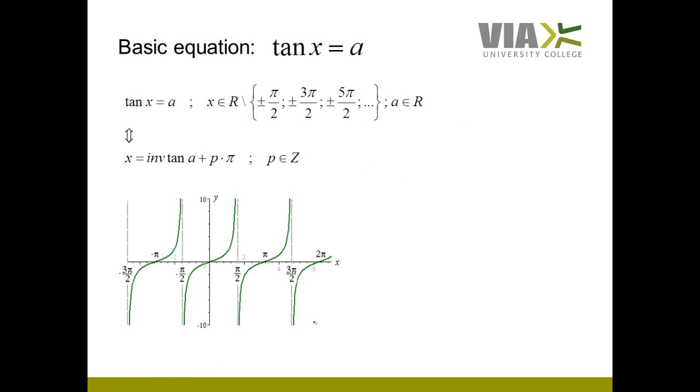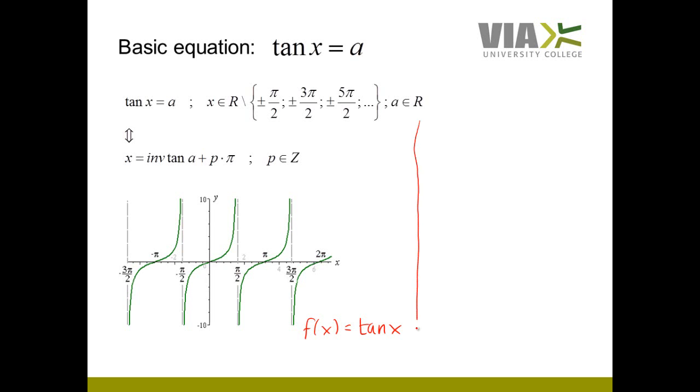Here you see the graph for the function f(x) equals tangent x. As you recall, tangent x is not defined for plus minus pi over 2, plus minus 3 pi over 2, plus minus 5 pi over 2, and so on and so forth. As you remember, tangent is defined as sine over cosine, so when cosine x is equal to 0, tangent x is not defined. That's where you can see all these vertical asymptotes for plus minus pi over 2 and plus minus 3 pi over 2, and so on if you continue this picture.